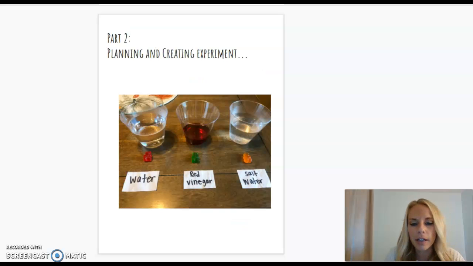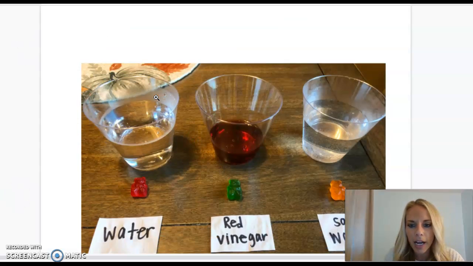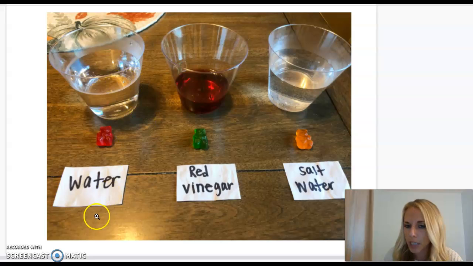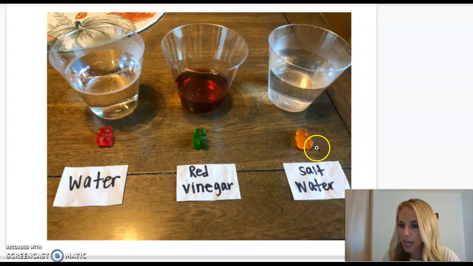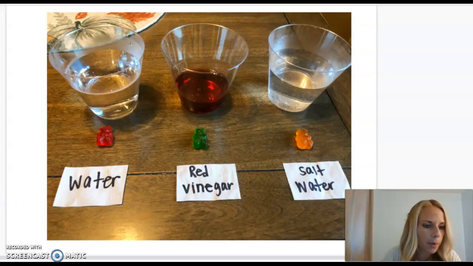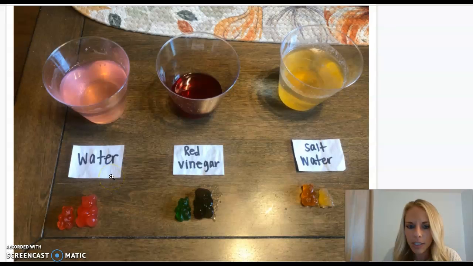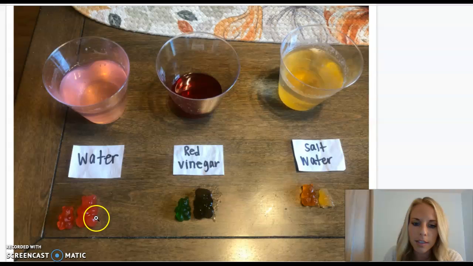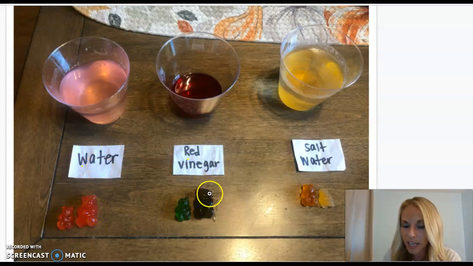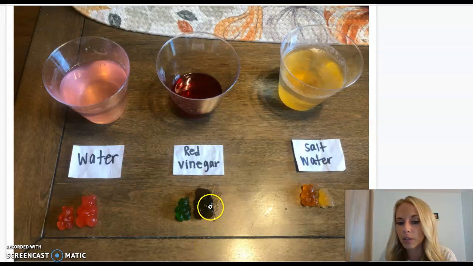So you can see here, when I did this experiment, I chose the liquids regular tap water, red vinegar, and salt water. And these were the gummy bears, their size before sitting in the liquid for 24 hours. And then you can see the results here. So I put a normal gummy bear to the left-hand side. So you can see how the water enlarged that gummy bear. Same with the red wine vinegar. And I would actually say that this bear was a little bit larger than what the picture's depicting. And then the salt water, it actually appears to be a little bit smaller.